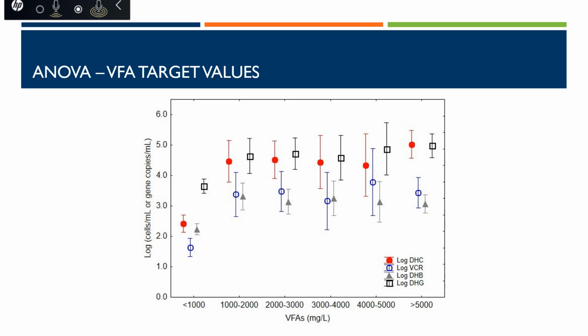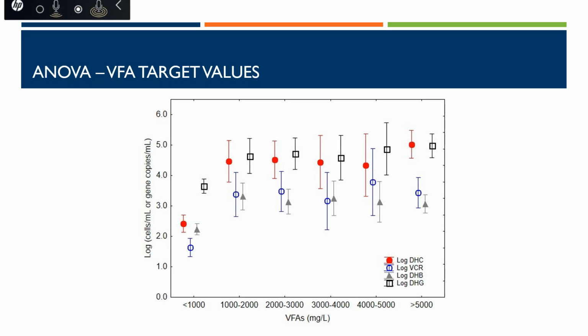So we started with redundancy analysis and found that out of the geochemical parameters routinely measured, the volatile fatty acid concentrations, sulfate concentrations, and redox had the strongest correlations with concentrations of halorespiring bacteria. So in these charts, we're going to take a look at the impact of these variables individually, starting with the volatile fatty acids. Here I've shown the results of one-way ANOVA with the VFAs as the grouping variable and the log of Dehalococcoides, Dehalobacter, Dehalogenimonas, and vcrA gene copies as the dependent variables to drill a little deeper.